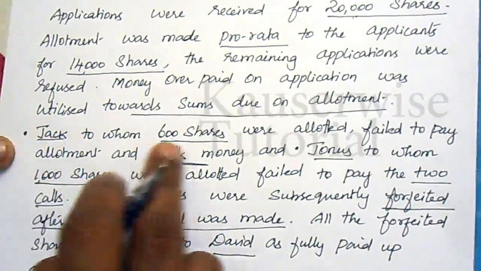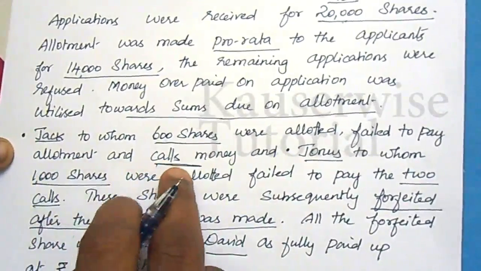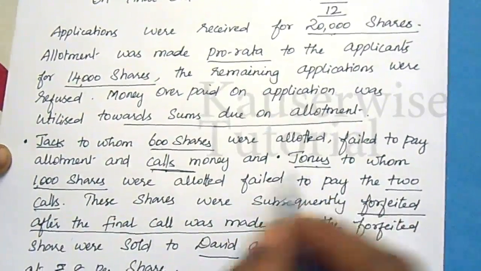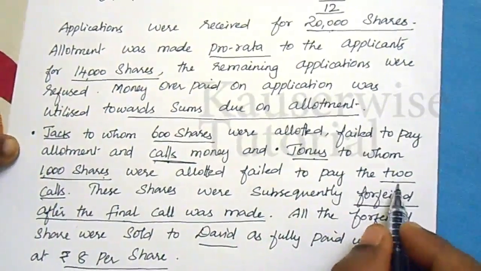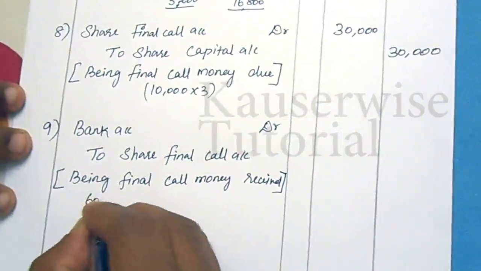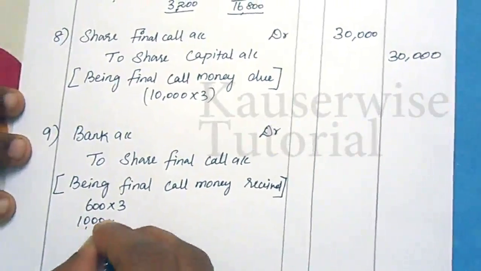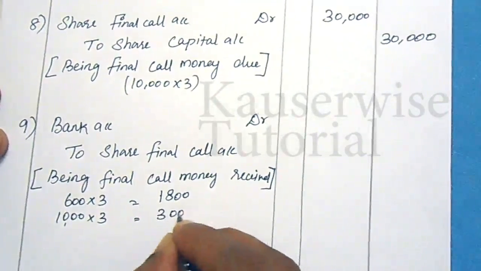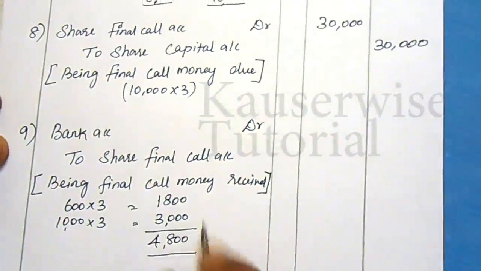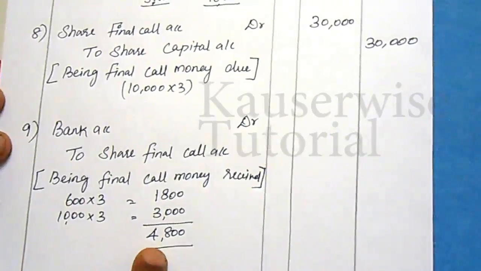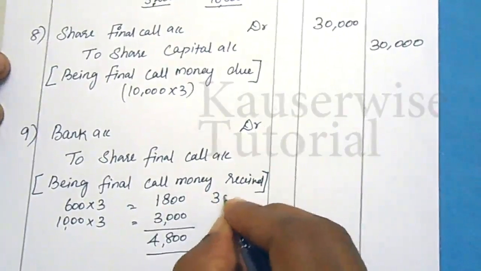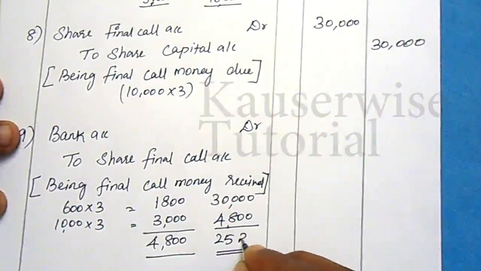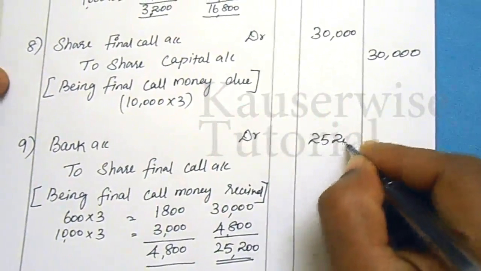Look at the problem. Jack, to whom 600 shares are allotted, failed to pay allotment and calls money. So calls means both first call and final call. So he has failed to pay second call money also. And Jonas also failed to pay 1000 shares for two calls. Two calls means both first call and final call. So 600 into final call value 3 rupees and 1000 shares into final call value 3 rupees. 600 into 3, 1,800, and 1000 into 3, 3,000 rupees. Total 4,800 not yet received from two shareholders, Jack and Jonas. So how much amount we are supposed to receive on final call? 30,000. So subtract 4,800. Balance amount received on final call, 25,200. Write the amount 25,200.